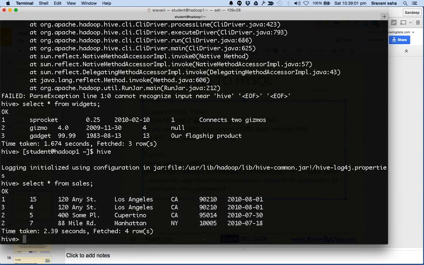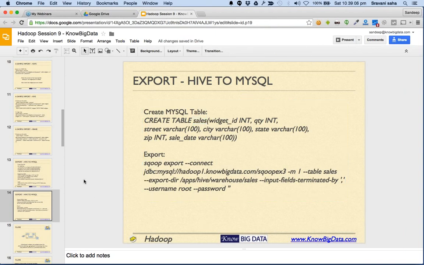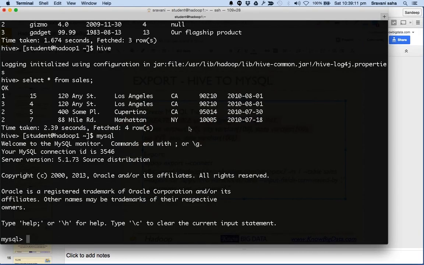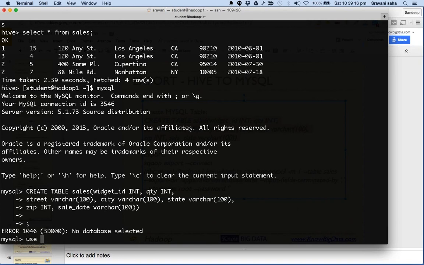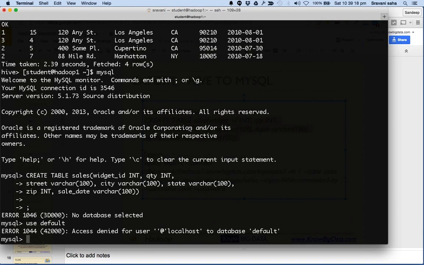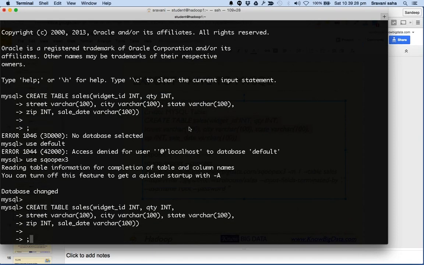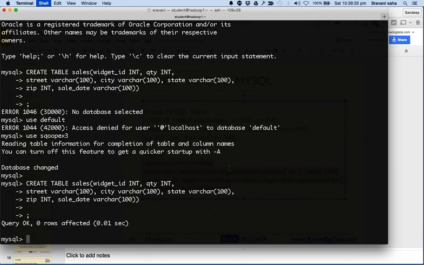Okay, so we go to MySQL, and then there we have to create a table first. It says use default or use sqoop ex3, and then we say we created the table. Now the next step is to start copying the data from Hive.